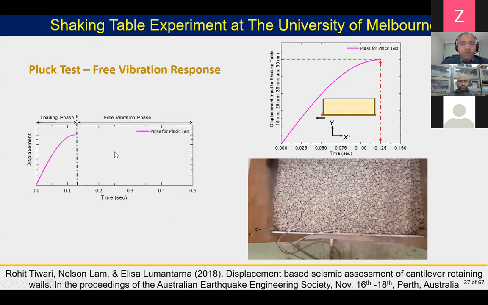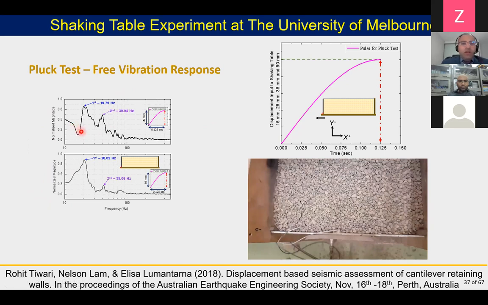And then this is the plug test pulse. And then this is the loading phase. The accelerometers or the lasers will capture the whole duration, but you don't need this. So you need to take this out from the data, otherwise you won't get the accurate free vibration response. Take this data out from the recorded measurements and then analyze this free vibration phase here.